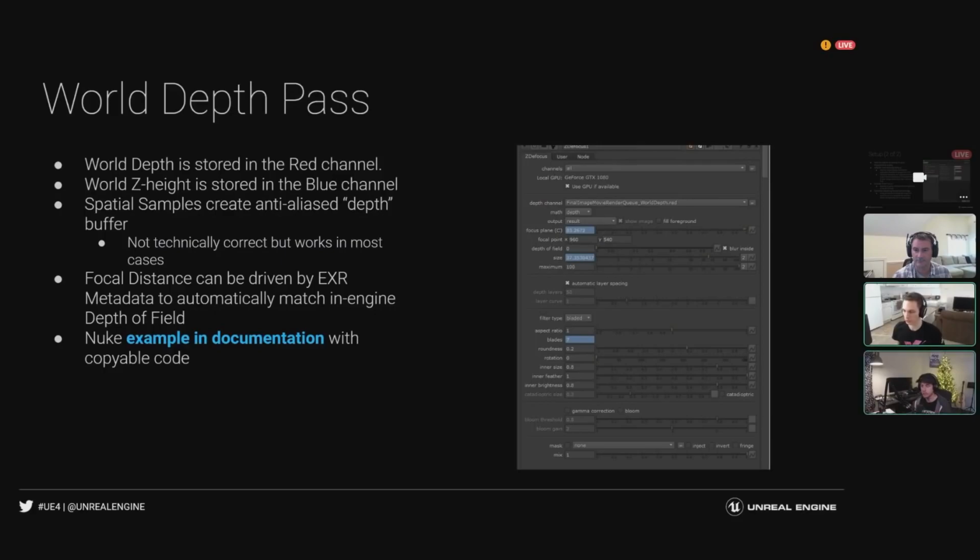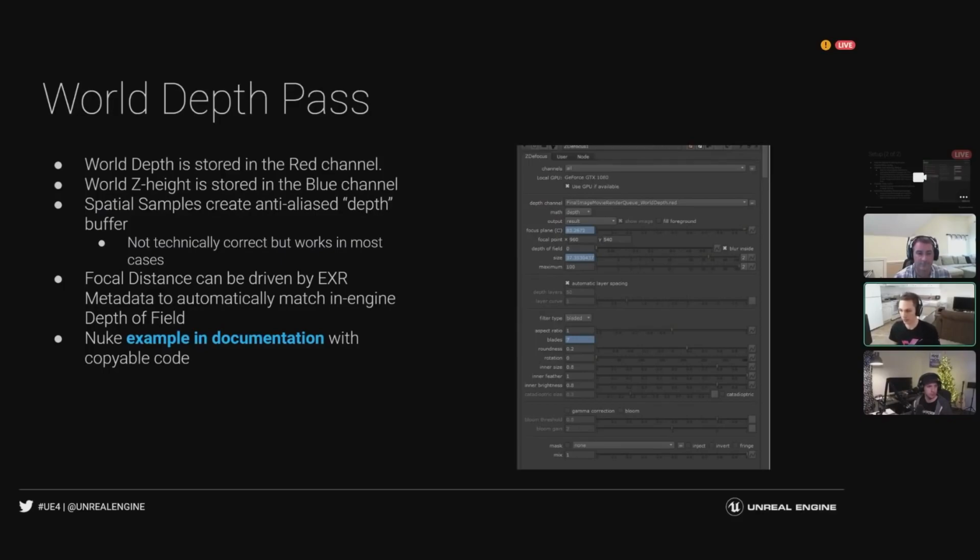The depth map does only store the depth for opaque objects, so translucent objects are not going to show up in the depth map. When you use spatial samples, you're going to actually end up creating an anti-aliased depth buffer because you render the depth buffer for each sample, and then we average those together. It's not technically correct, but it does appear to work in both cases. We're hoping to be able to improve this sometime in the future, giving you a little bit more control over how some of these passes get added up.